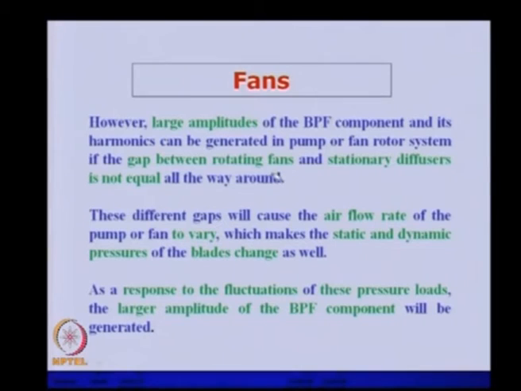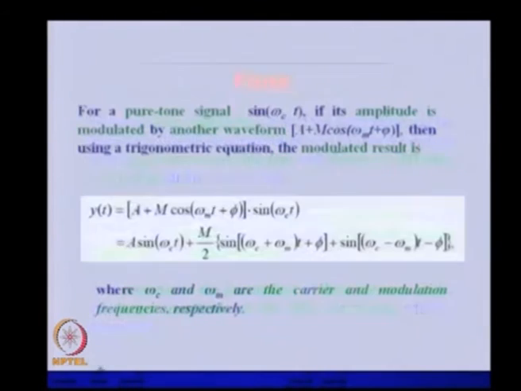So, in the whole circumference, if that gap is not equal, then we can have this kind of large amplitude at blade passing frequency. These different gaps will cause the airflow rate of the pump or fan to vary, which makes the static and dynamic pressures of the blade change as well. As a response to the fluctuation of these pressure loads, the larger amplitude of the BPF component will be generated.